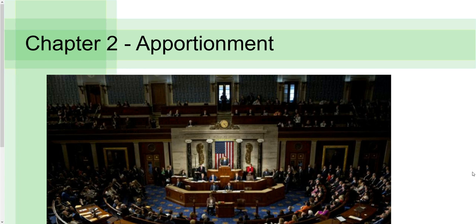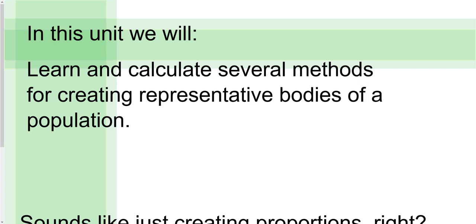What we're trying to do is create either representative groups, or split up resources according to some ratios using some data that we know about our population. Now, that may not seem like a terribly hard problem to do, but there are some issues that do arise with this. So our goal here is to learn several methods for creating these sorts of representative bodies.